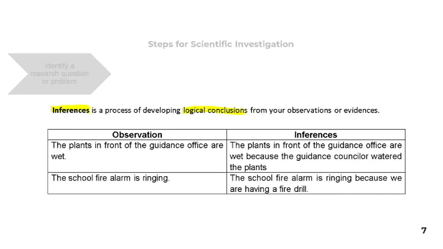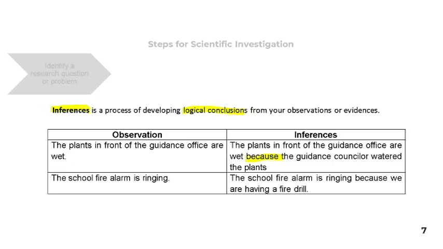These are actually examples of observations and inferences. So let's take a look at the observation first. The plants in front of the guidance office are wet. That's your observation. Now if you want to transform that one into an inference, you make logical conclusions. The plants in front of the guidance office are wet because the guidance counselor watered the plants. There is a logical conclusion why the plants are wet, because the guidance counselor watered the plants.